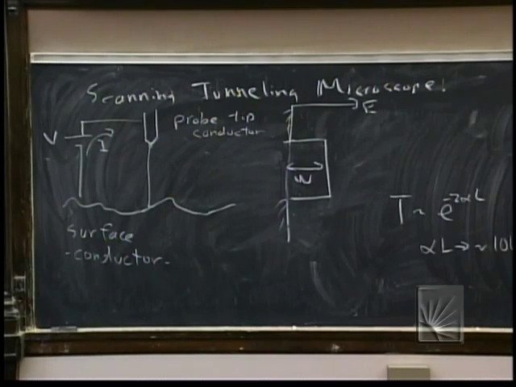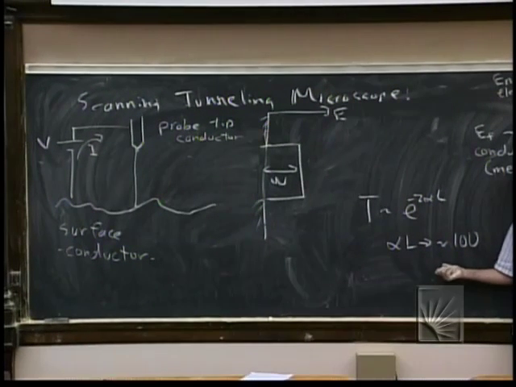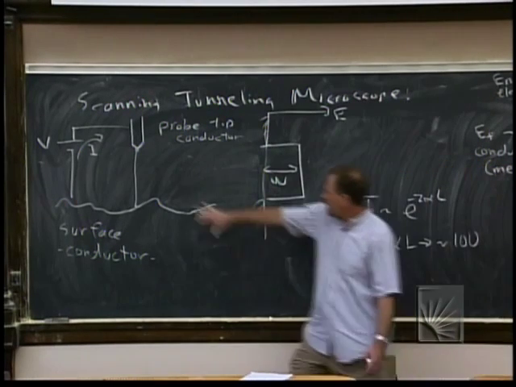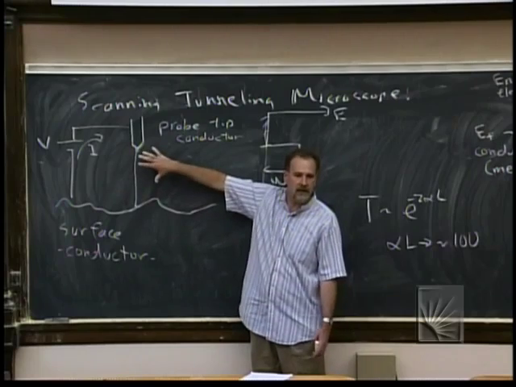Okay? And then if you change L by a factor of 2, I can change this from being 100 to 50, say. And so this e to the minus 100 changes to e to the minus 50, which is a huge change. That's changing from 10 to the minus 50 to say 10 to the minus 25, a 25 order of magnitude change in the probability. So the current here is exponentially sensitive in the distance.